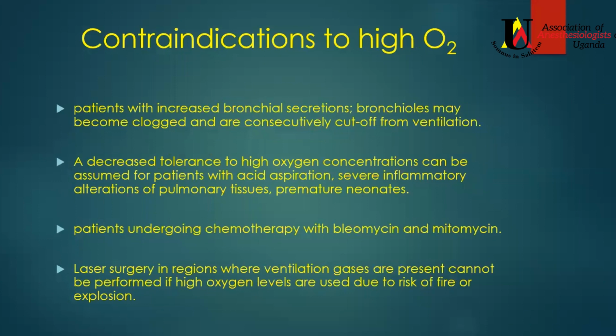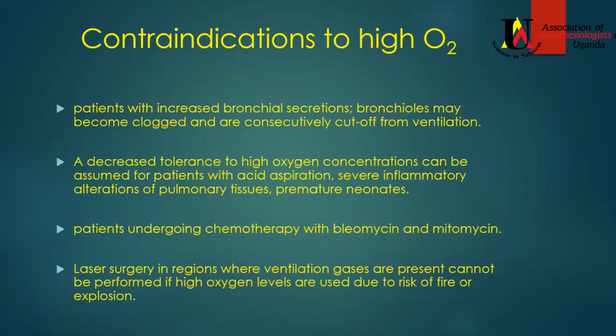Contraindications to high oxygen flow. Patients with increased bronchial secretions, like we said, the bronchioles may become clogged and consecutively cut off from ventilation. Because if there's some fluid and then the oxygen diffuses out, then all of a sudden you have collapsed alveoli with just secretions in them, which become even harder to open up because of the high surface tension. A decreased tolerance to high oxygen concentration can also be assumed for patients with acid aspiration.